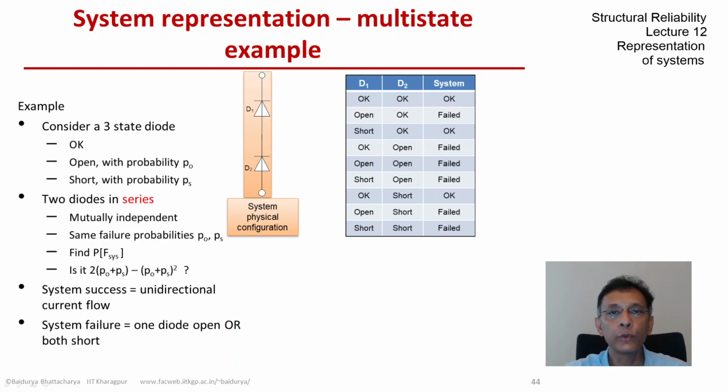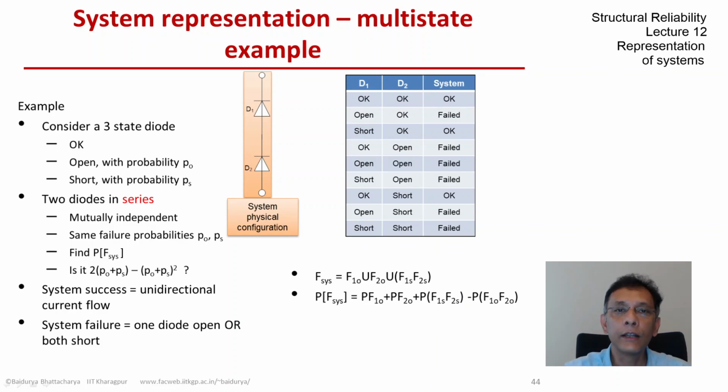Now, if you want to work through this problem, please pause the video. Otherwise, let me present the solutions. The first step would be to write the system failure event in terms of the diode states of one and the other. So there's D1 and D2. The system failure is D1 open or D2 open or both have shorted. That is the total description of the system failure. Now we can find the probability of this event. It's basically P of A union B union C. So there are 3 sets there.